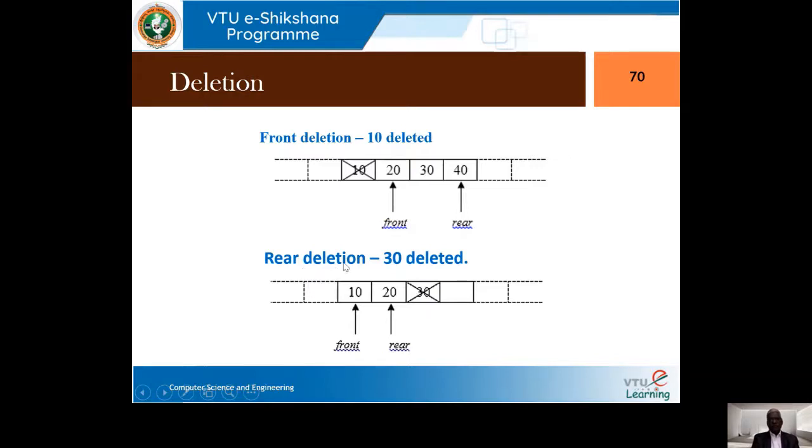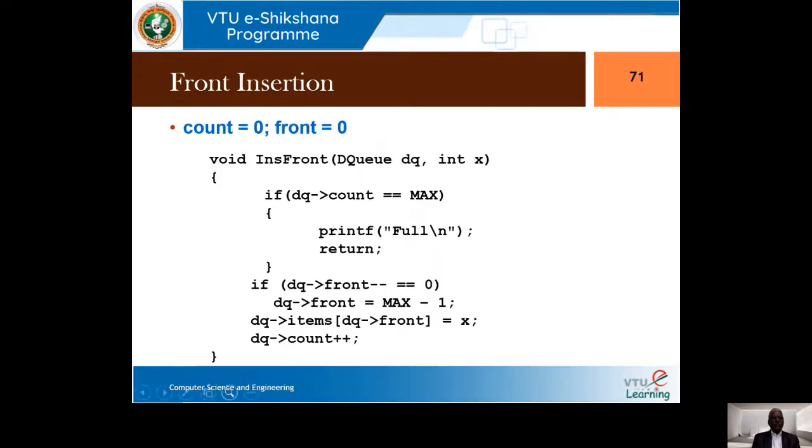But rear deletion will make rear decrement by 1. Because it's a rear deletion, obviously we are trying to delete 40 and rear has to be decremented. So these are the two new operations, and the old two operations are rear insertion and front deletion. So the function corresponding to this is the front insertion, which we need to see.